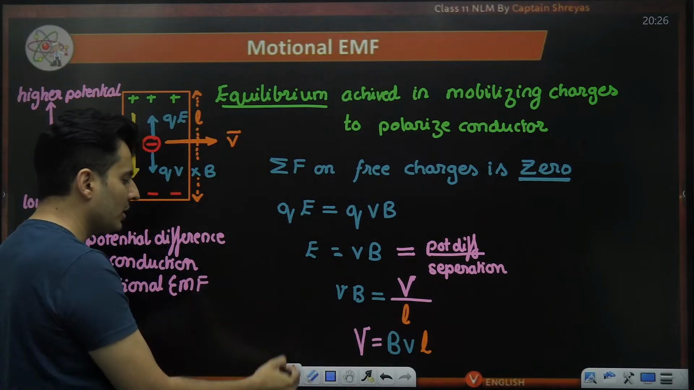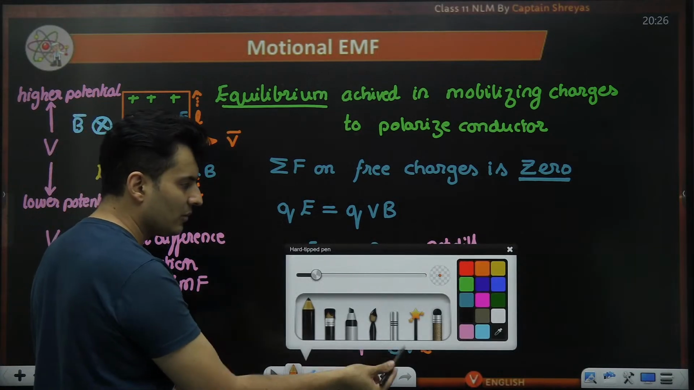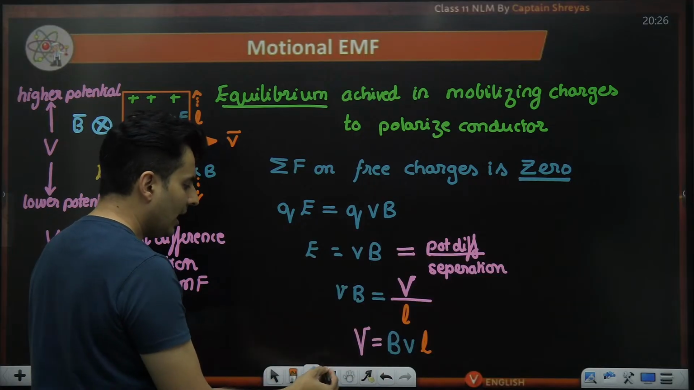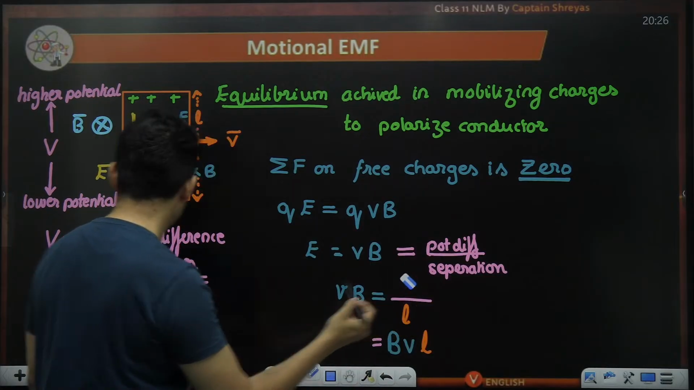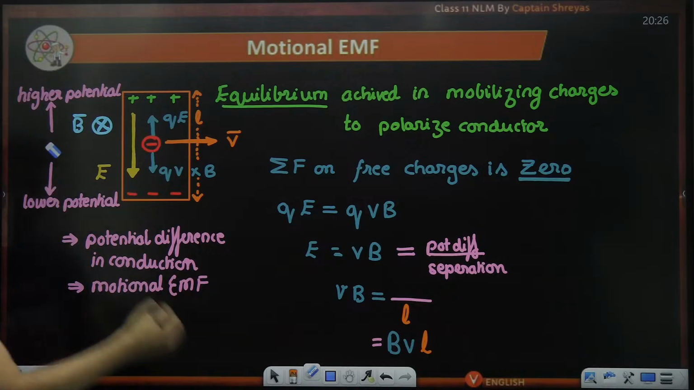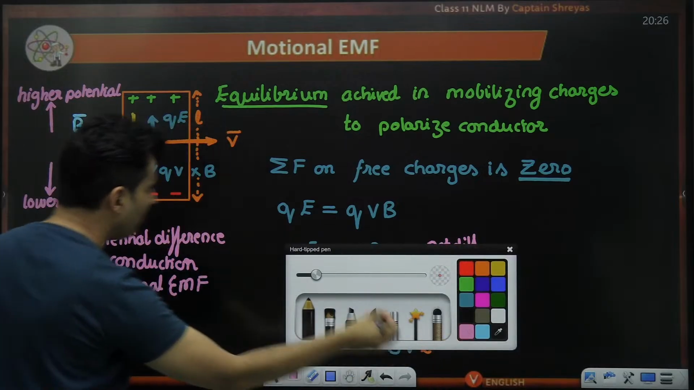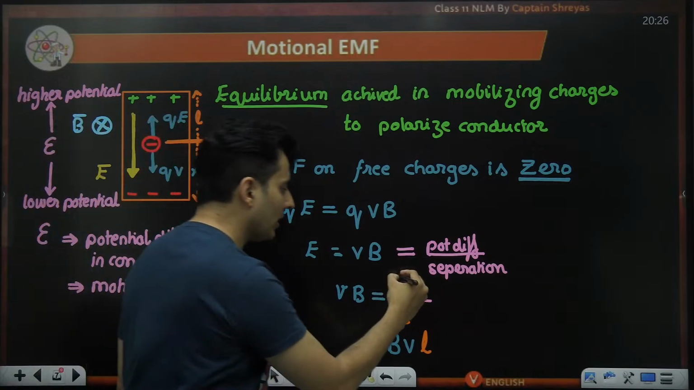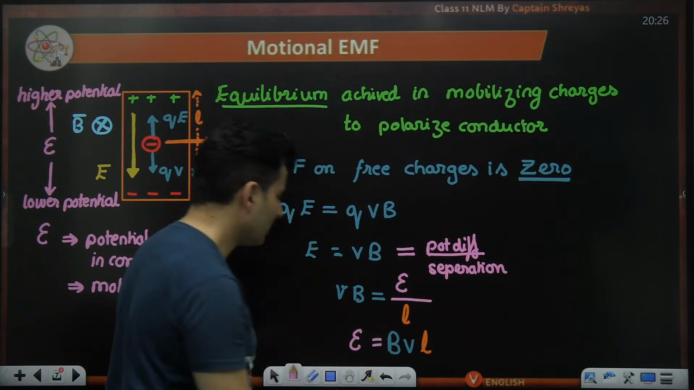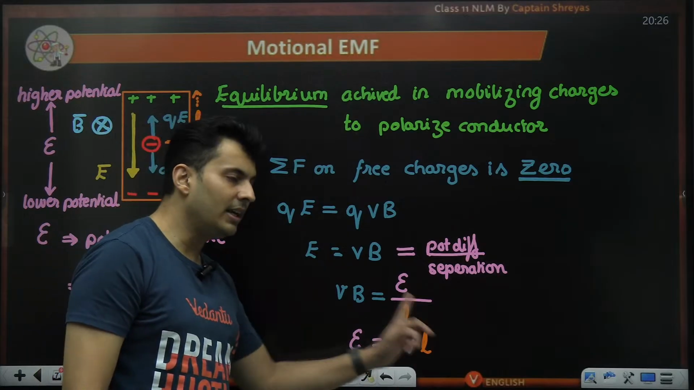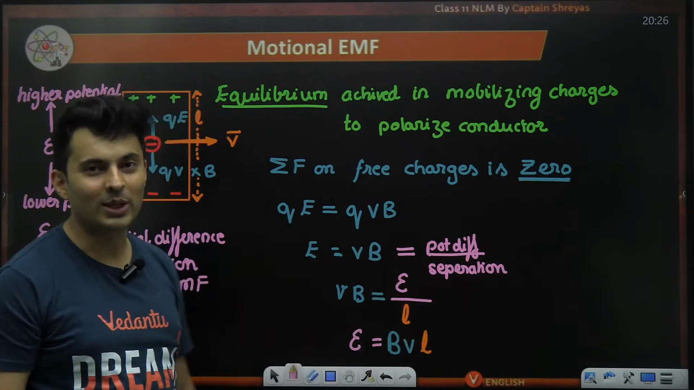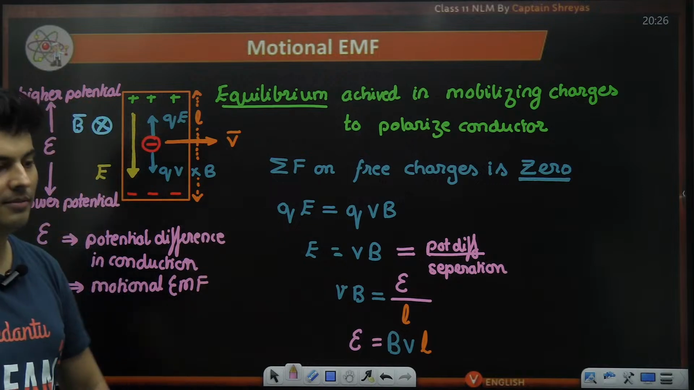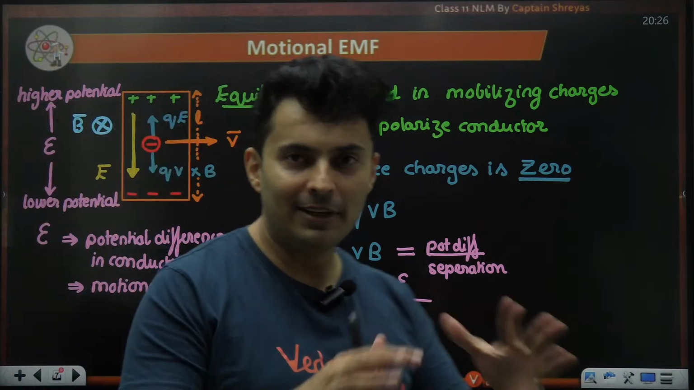But usually we do not use that symbol V because it can be confused with the velocity. So I will prefer replacing this voltage symbol with E, that is better, so that there is no confusion at all. So now it looks easy. So the EMF induced is B into L into V. Very interesting derivation. Did you love it?